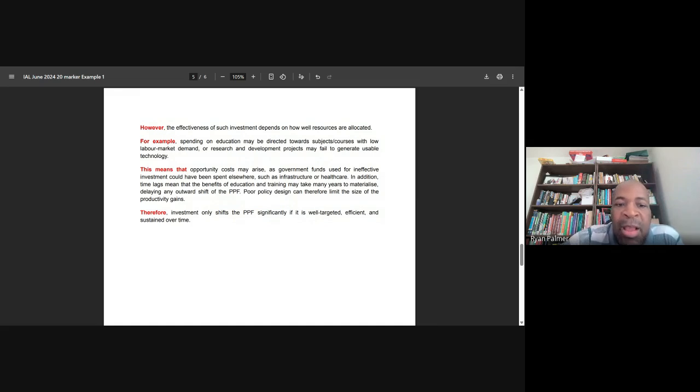In addition, time lags may mean that the benefits of education and training may take many years to materialize, delaying any outward shift of the PPF. So what we're arguing here is that in the short run, we might not see the expansion of the PPF as desired. It will take a good number of years before government spending materializes and impacts the economy. So poor policy design can therefore limit the size of productivity gains. Therefore, investment only shifts the PPF significantly if it is what? These are the conditions that we're now identifying, the limitations. If it is well targeted, if it is efficient, and if it is sustained over time.